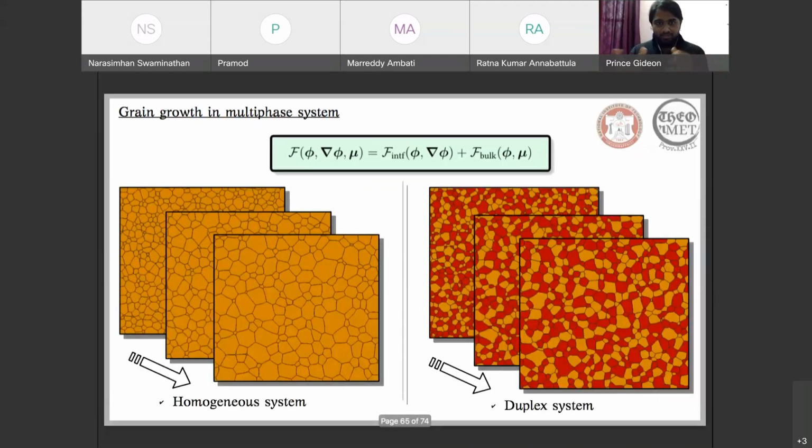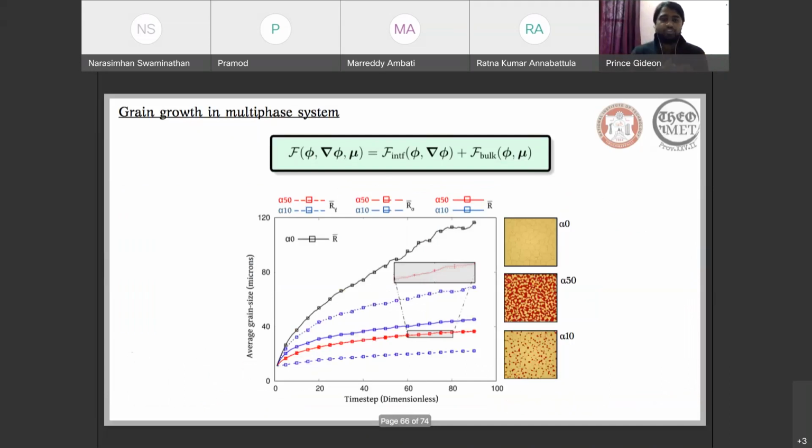By adopting this approach, we will be able to see how the evolution of grains occurs. Now, we want to see how the kinetics of these evolutions vary. And for that, we plotted the change in the average radius of the system with time. And as you can see, with the introduction of the second phase into the system, thereby establishing a duplex microstructure, the kinetics of the evolution is significantly reduced.